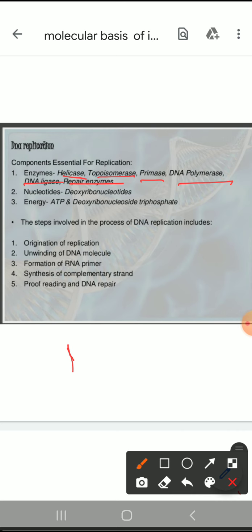First, the main enzyme is the DNA polymerase. You can say it is the main enzyme, which uses a DNA template to catalyze the polymerization of deoxynucleotides. The average rate of polymerization is approximately 2000 base pairs per second. In prokaryotes, three types of DNA polymerase are found, and in eukaryotes, five different DNA polymerases are found.